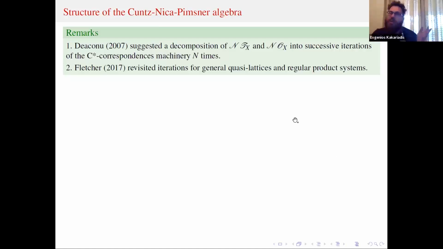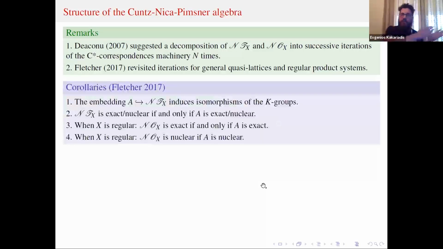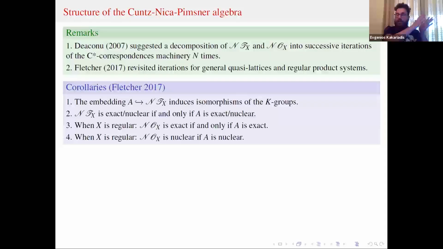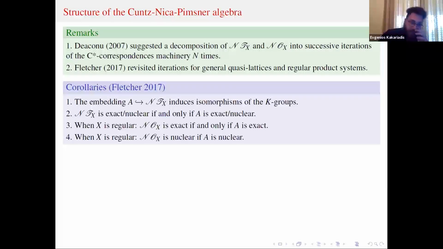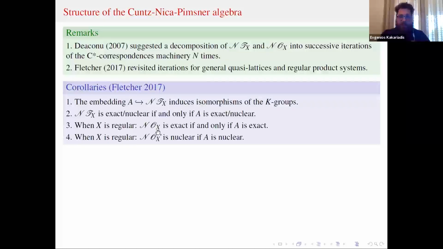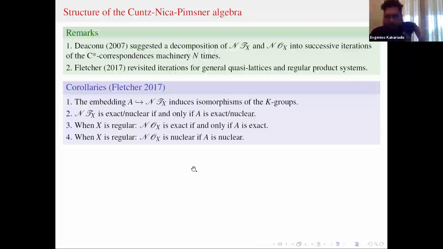This is very helpful because it allows us to pass some results from the one variable case to the multi-variable case. So for example, we know because of the work of Fletcher that the embedding of A inside NT_X induces an isomorphism of the K-groups. We know that NT_X is exact or nuclear if and only if A is exact or nuclear. And also he showed that whenever X is regular, then NO_X is exact if and only if A is exact, and NO_X is nuclear if A is nuclear.